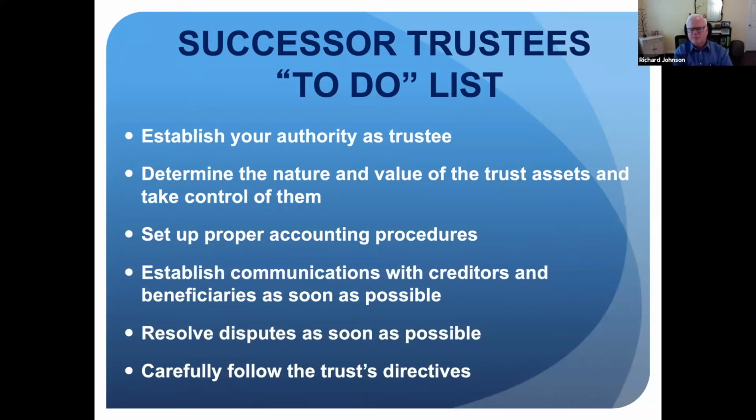If there's any disputes, you definitely want to resolve those as soon as possible. Nothing worse than having a dispute escalate and escalate and escalate until you really have a war going on later on because we didn't settle things at the beginning. And then also, you want to carefully follow the trust's directives. If the trust says you need to do some things, then you need to do them.